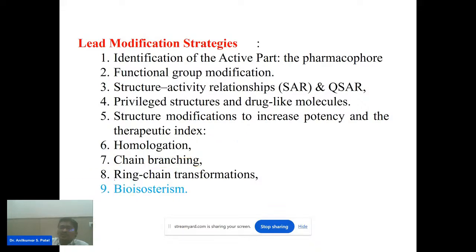Now another one is ring-chain transformation. This approach can be useful: if we have a branched alkane, then it can be converted into a cyclic chain transformation.